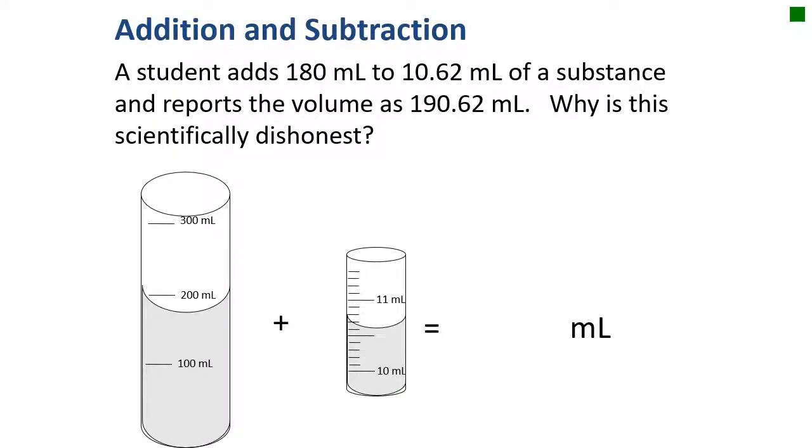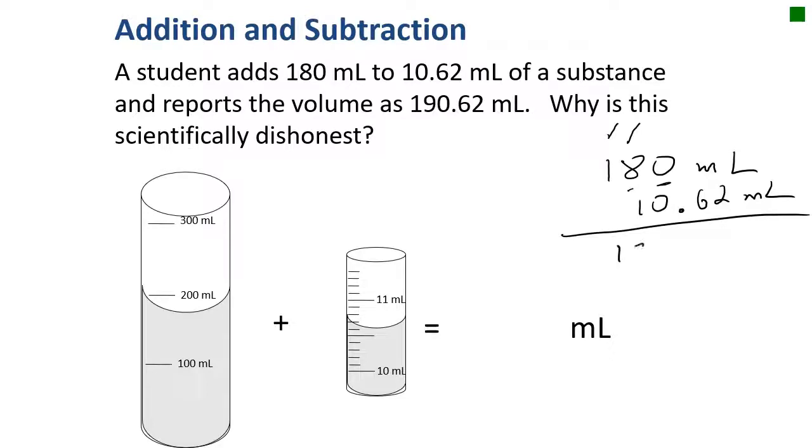All right, so I've got 2 volumes here. I have 180 mils. In my 180 mils, I know the tens place and I know the hundreds place, but I don't know the ones place. This is an unknown, and that is an estimated digit. And let's say I add this to 10.62 milliliters, and when I add this up, I can do the math, and I get 190.62 milliliters, sort of implying that I know this value to 5 sig figs.